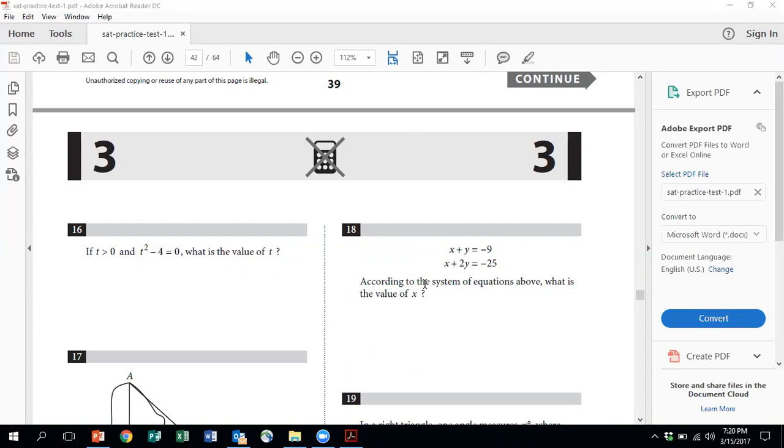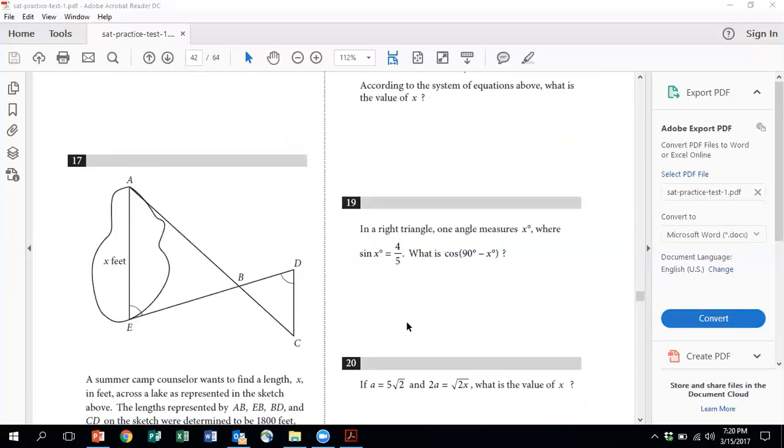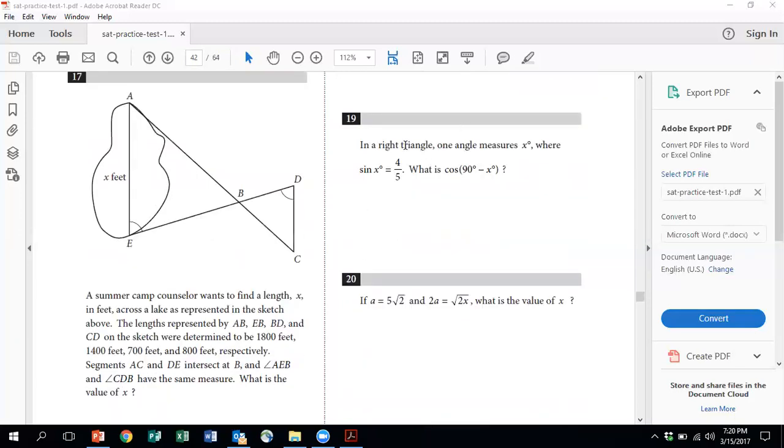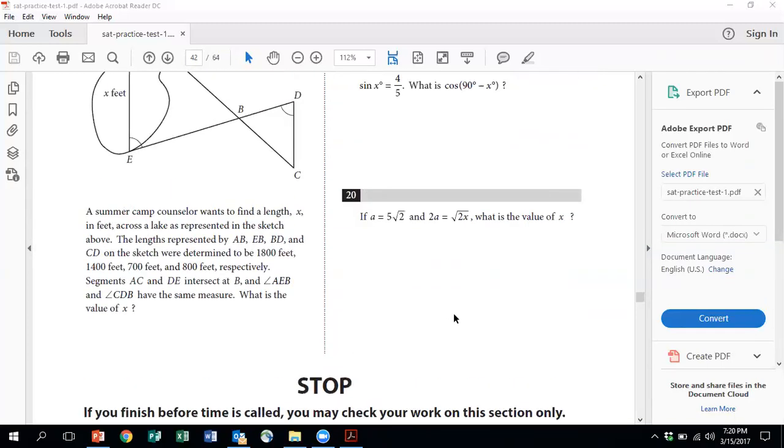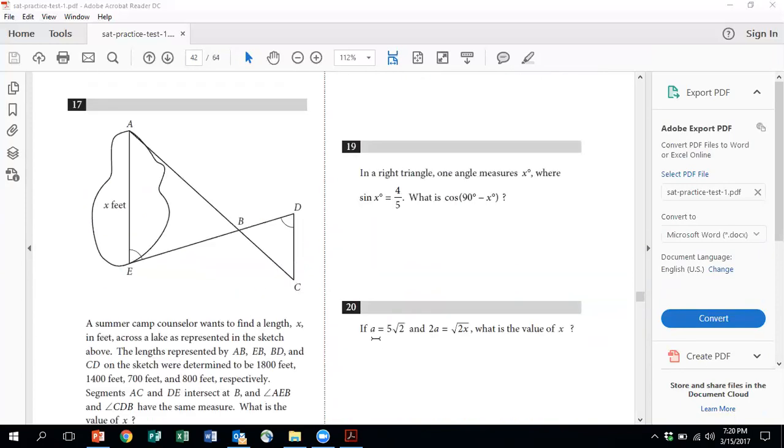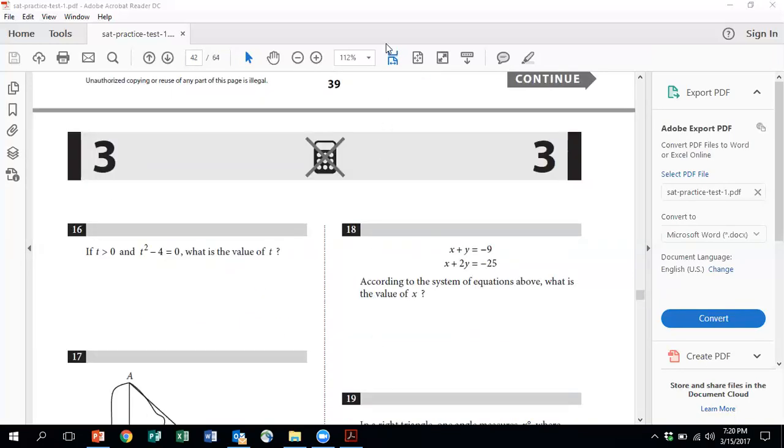Oh, look at that one. That's one average ratio. Oh, this one is a geometry plug-in. This one is a slope formula. You can just tell all the different types of questions. Okay, look at this one. Number 19 is a trig question. You just got to be able to know that. This is a solve for X. So that's part of it, okay?